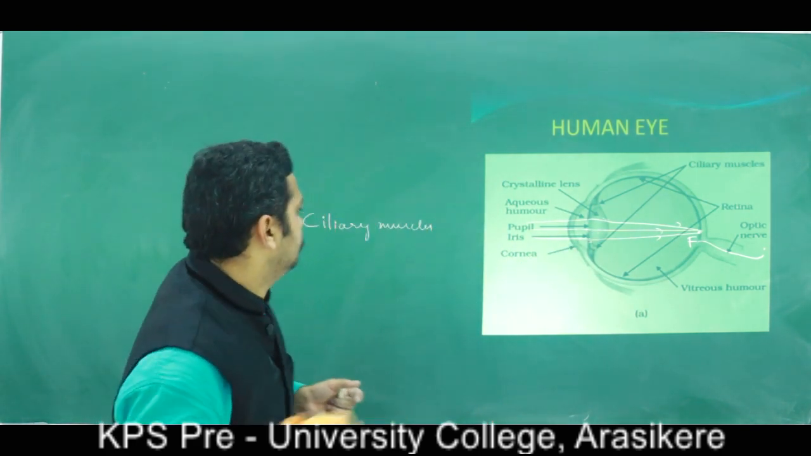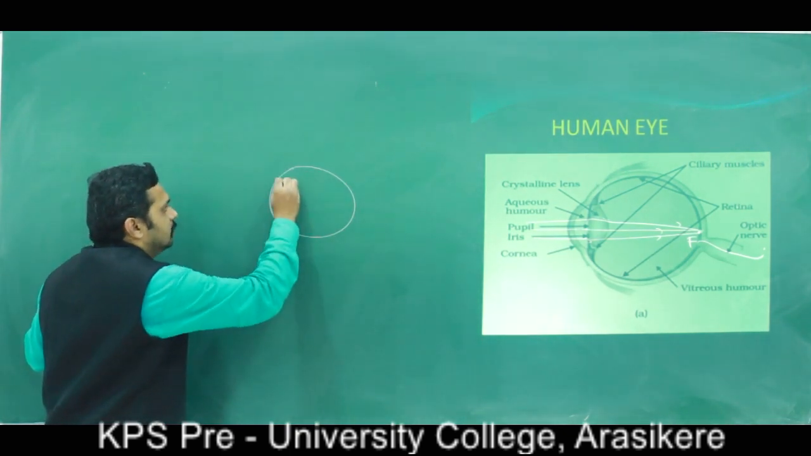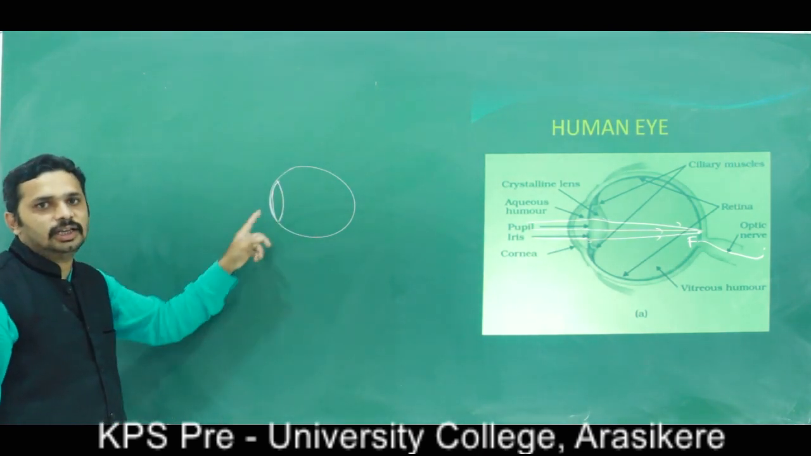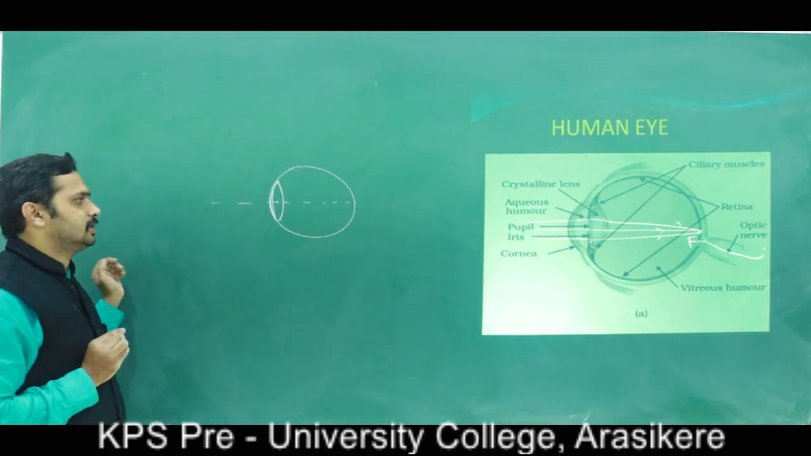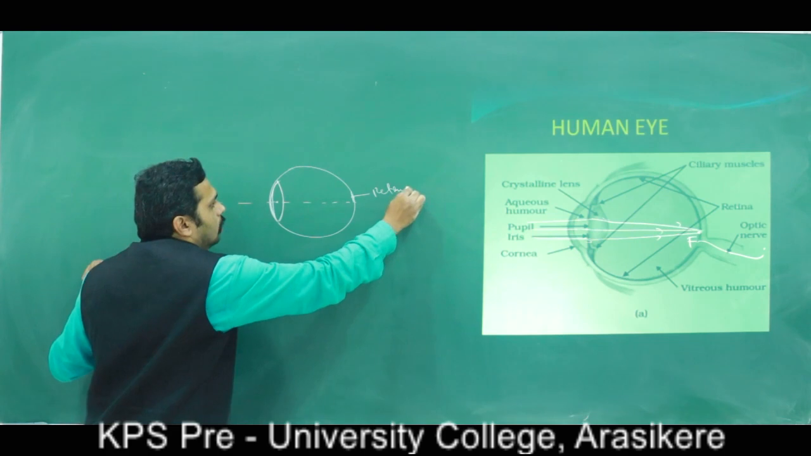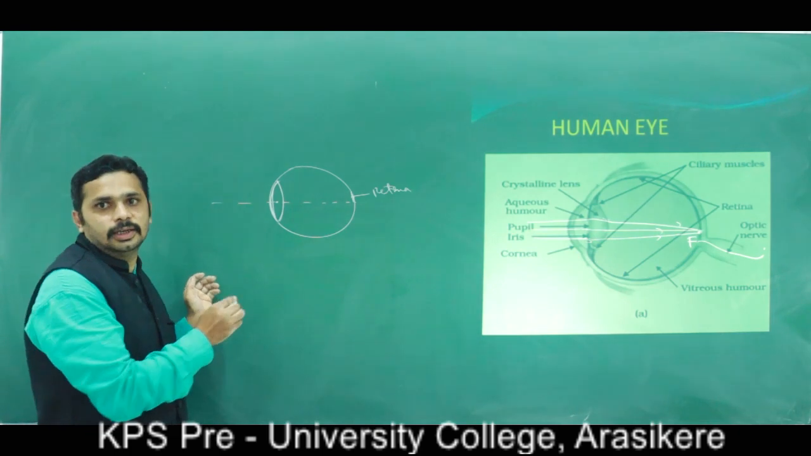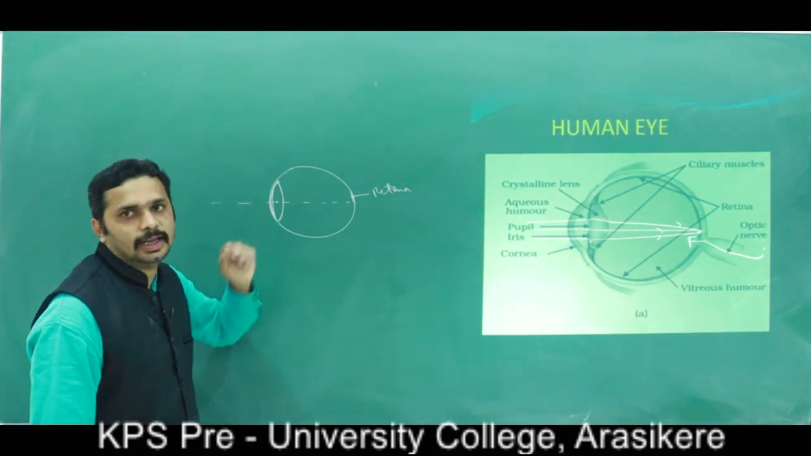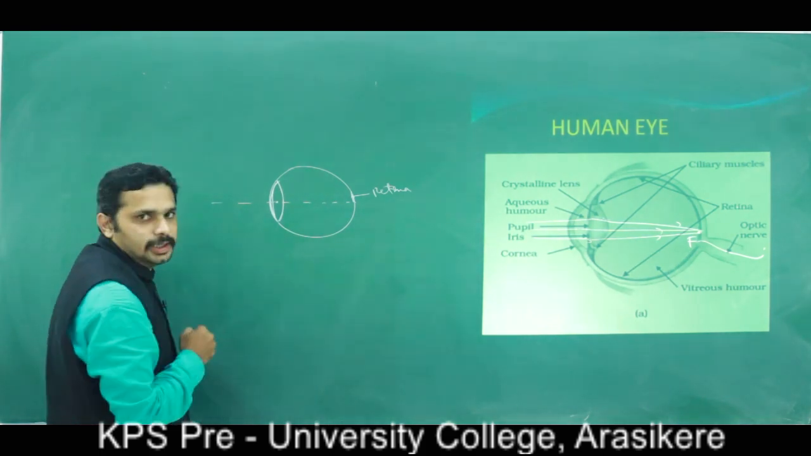Okay, now look here. This is the lens. Assume this is the crystalline lens, and this is the axis. This is the retina. All the light rays must focus on the retina. Now consider the rays of light. This is the eye lens, and this acts as a convex lens.